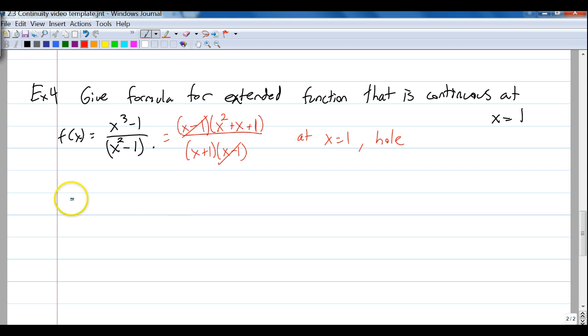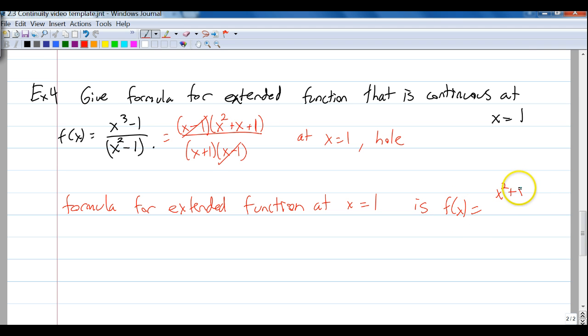So we would say the formula for the extended function at x equals 1 is f of x is equal to x squared plus x plus 1 over x plus 1. Because if we put 1 in, we'll get a value, it will fill in the hole there.